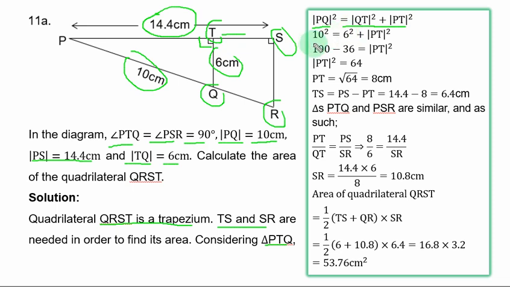You replace their respective values, you simplify and collect like terms, so that PT squared is equal to 64. To get PT, you take the square root of 64, and that is 8 cm. Now TS that we need is equal to PS, the whole of that length, minus PT, that is 14.4 minus 8, you have 6.4 cm.